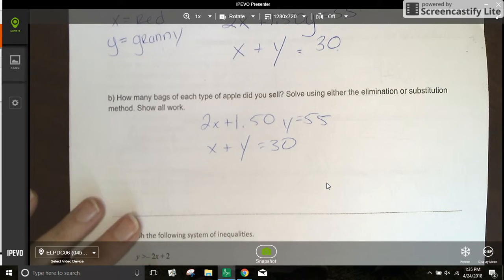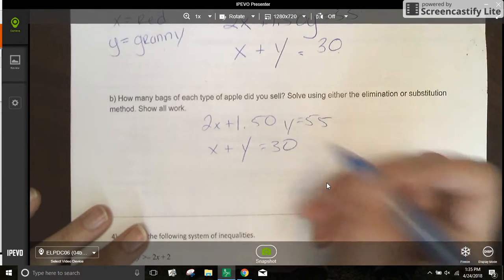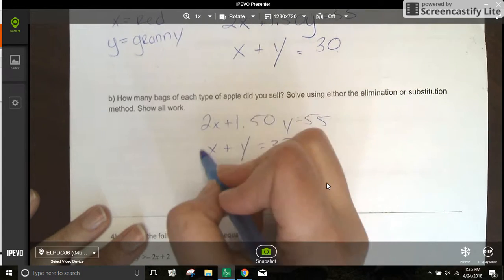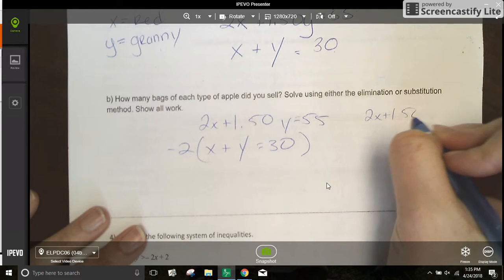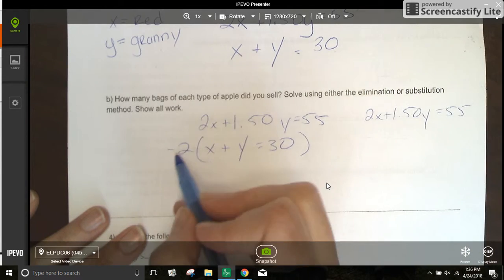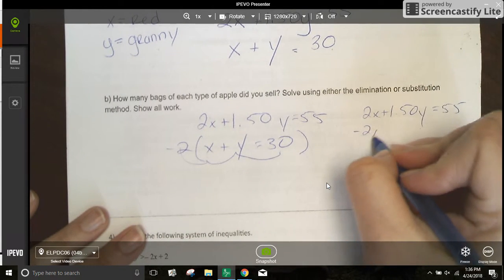I'm going to do elimination just because that's the one I like. For elimination, remember you're trying to make these opposite. So I'm going to multiply this entire equation by -2. My top equation's fine, and I'm multiplying this entire equation by -2.